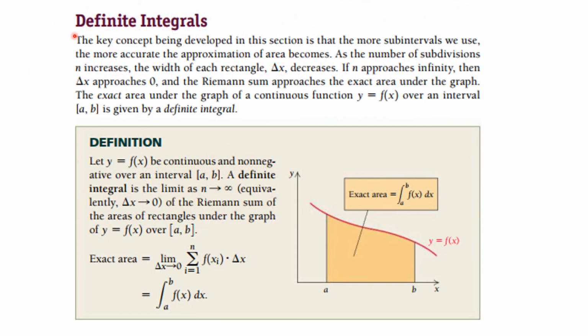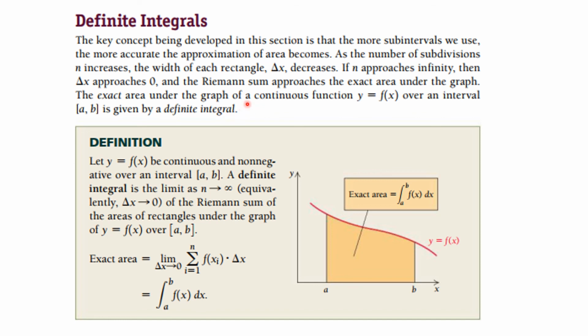Finally, we're going to define the definite integral. The key concept is that the more subintervals we use, the more accurate the approximation of area becomes, at least for these examples. As the number of subdivisions n increases, the width of each rectangle, delta x, decreases. So if n goes to infinity, then the size of delta x approaches 0, and the Riemann sum approaches the exact area under the curve.